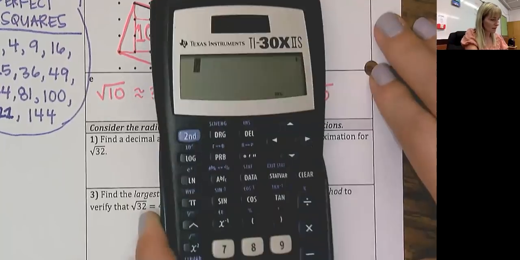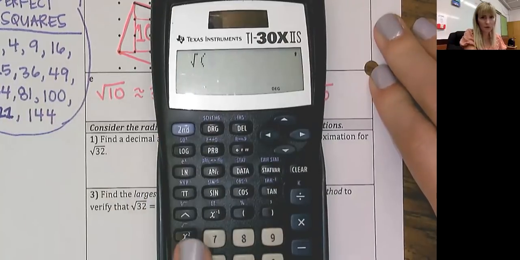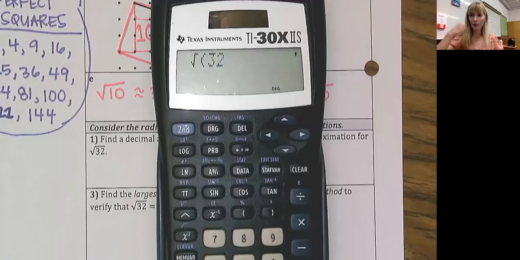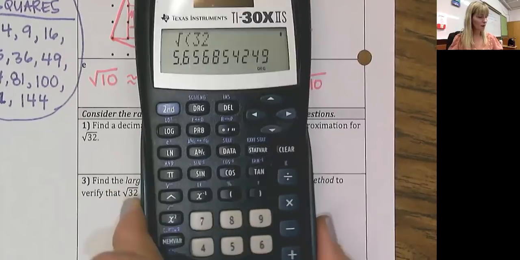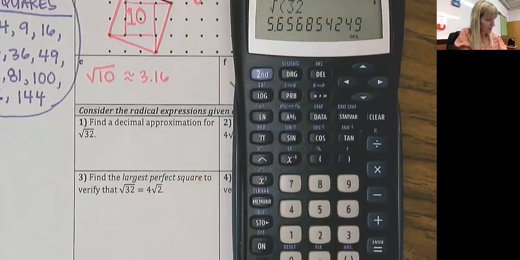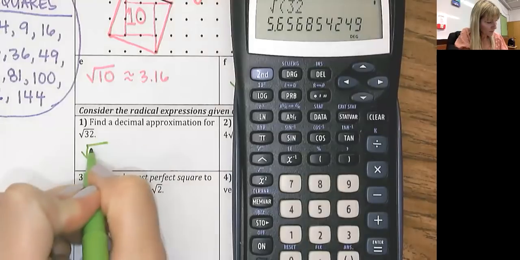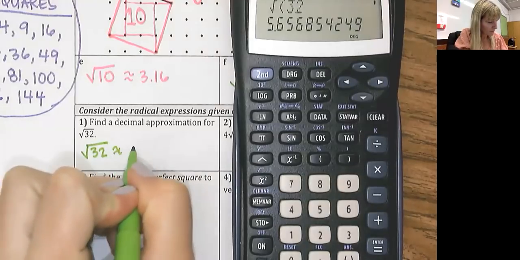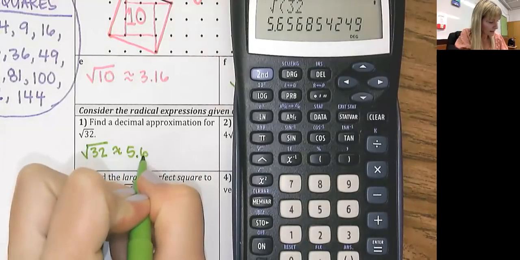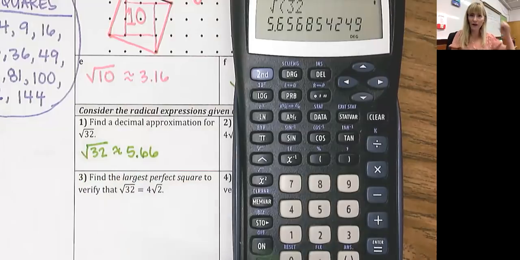So I'm going to type in my calculator, square root of 32. Now I'm actually doing the verb, the action, square rooting. Okay, so the square root of 32 is approximately 5.66 because it says 5.656. The next number is a 6, bump it up.